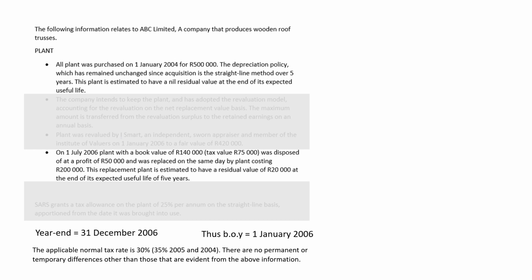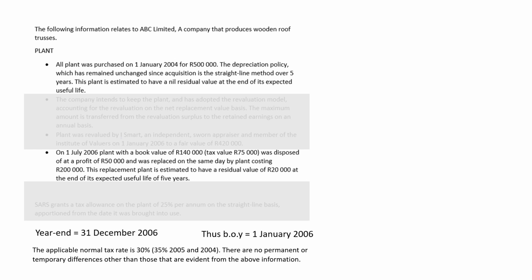The key thing to train your eye to look out for are salient dates, the date acquired as well as the date that the year begins and the date that the year ends. If there is a tax change, be aware of it.